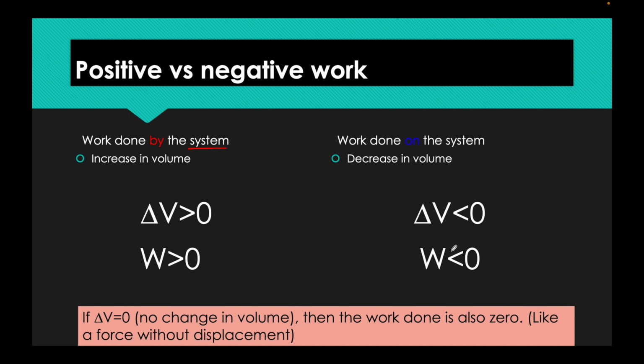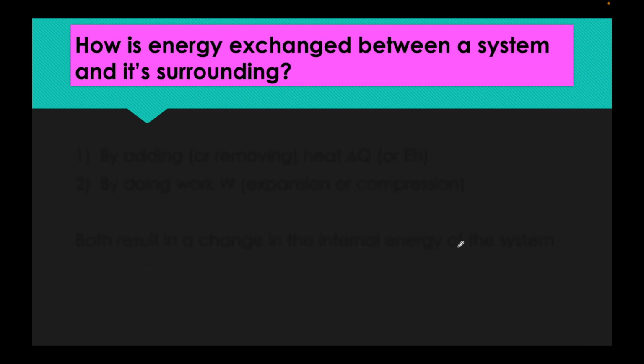If there is no change in volume, there is no work done. Just like what we did in term 1 when we talked about force and displacement. Without a displacement, there is no work. And here, the change in volume is the displacement. If there is no change in volume, there is no work done.